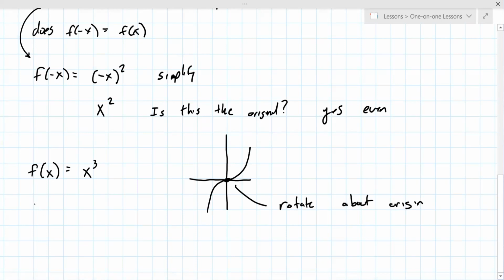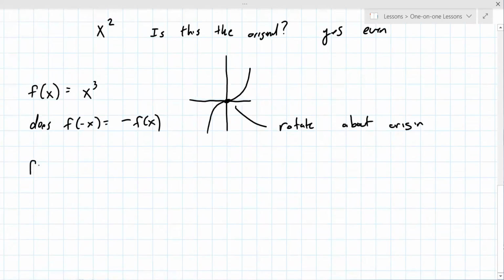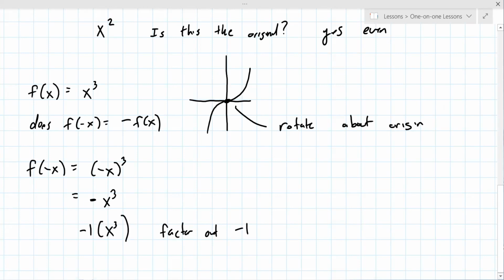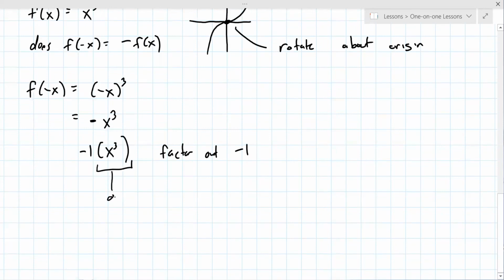Then the test here is, does f of negative x equal negative f of x? So you put negative x in for x, negative x cubed. You simplify, a negative cubed is a negative x cubed, and then you factor out a -1, which it's already done here, but you just do it formally here. And then you say, okay, is this the original? And it is, yes. So that means it's an odd function. So that's what's going on with sine and cosine. Cosine is even, sine is odd.